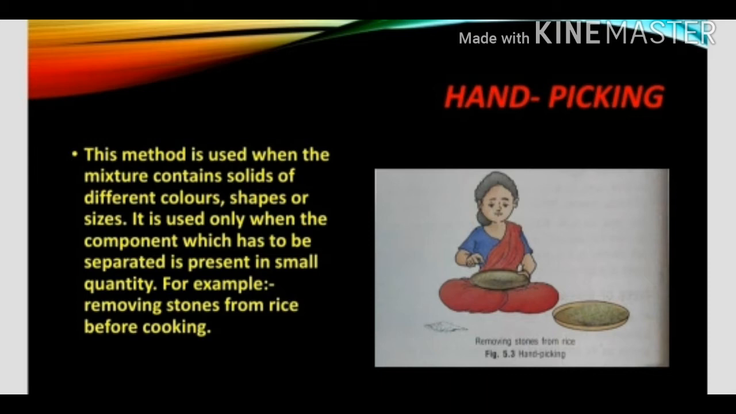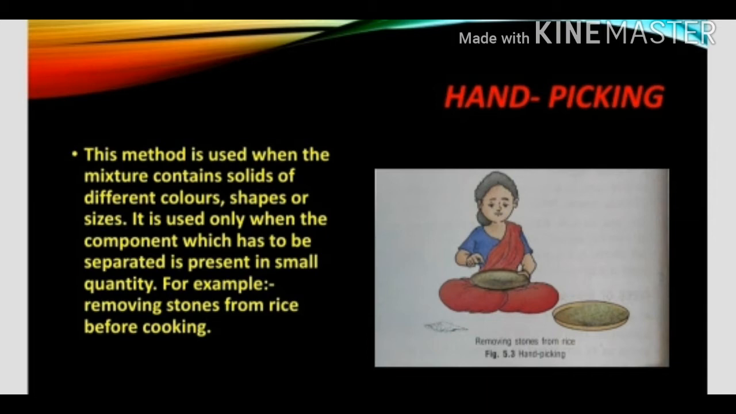Children, you have noticed your mother picking up small pieces of stone, husk or chaff from rice and dal before cooking them. This method of cleaning food is called hand picking because your mother is picking out husk, stone and chaff from the rice or dal by hand.